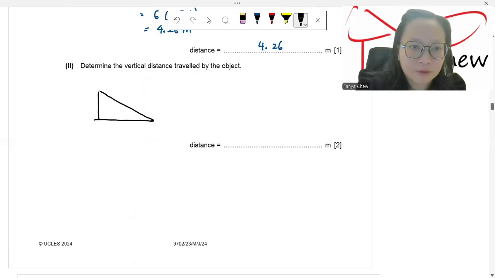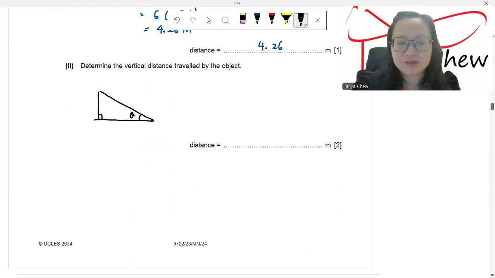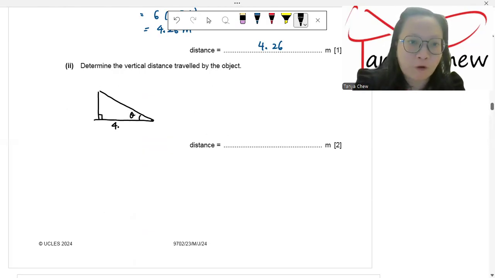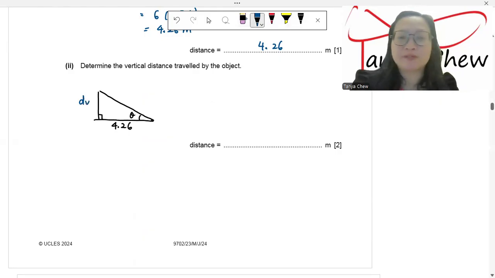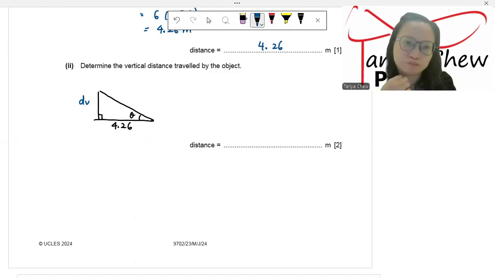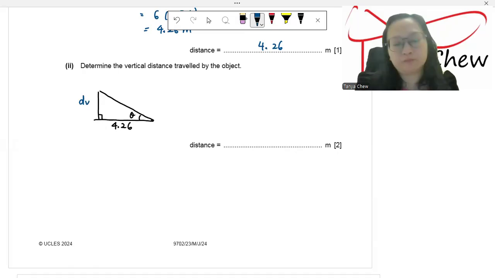Okay. I am drawing a right angle triangle. This is theta. Since they asked me to determine the vertical distance, and I have already calculated the horizontal distance, which is 4.26, this is called vertical. I put D for distance. DV represents vertical distance.